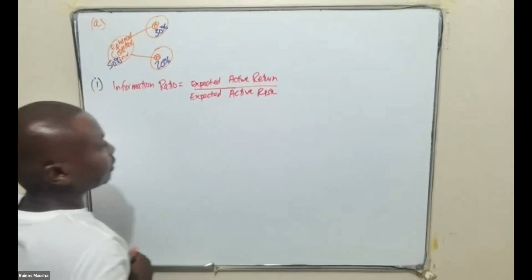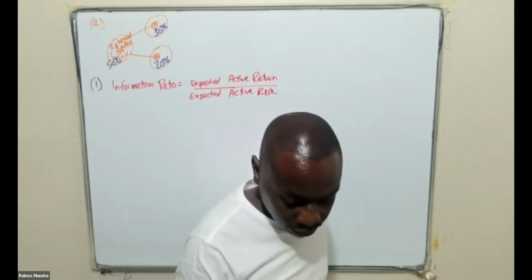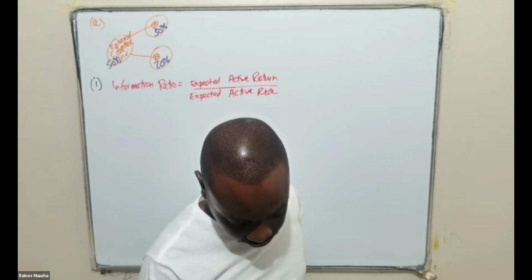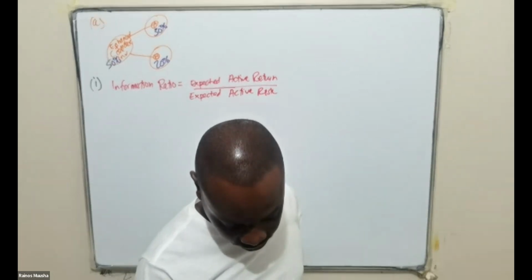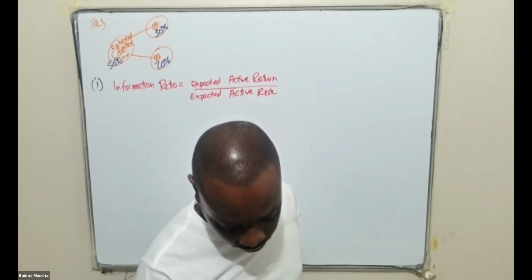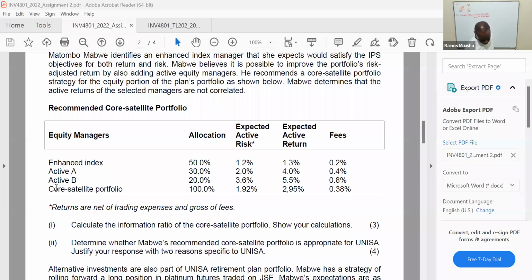So it's your expected active return divided by your expected active risk. If you check on the information given in the question, for the core satellite portfolio, the expected active risk is 1.92%, and the expected active return is 2.95%. And they tell us that the fees in this case is 0.38%.